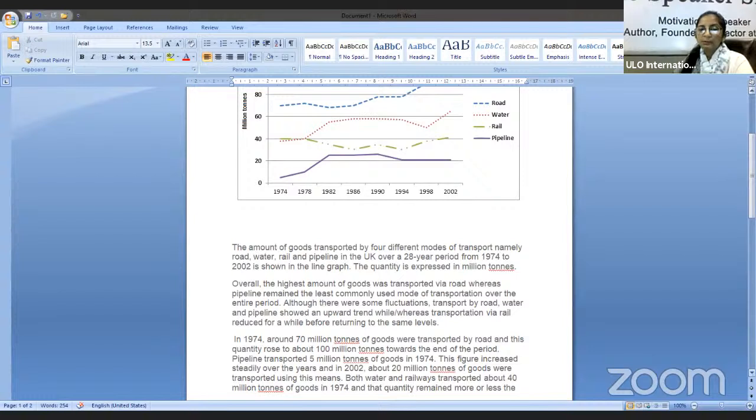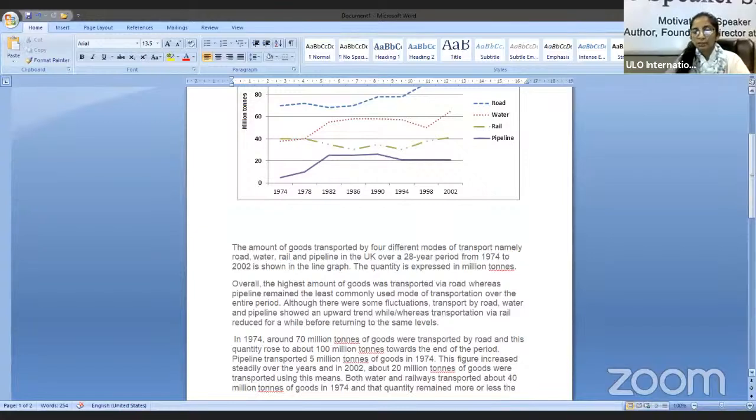So pipeline transported 5 million tons of goods in 1974. This figure increased steadily, slowly over the years, and in 2002, about 20 million tons of goods were transported using this mode. That means there is a steady increase in all the years, and at the end of the period, in 2002, it reached 20 million tons.